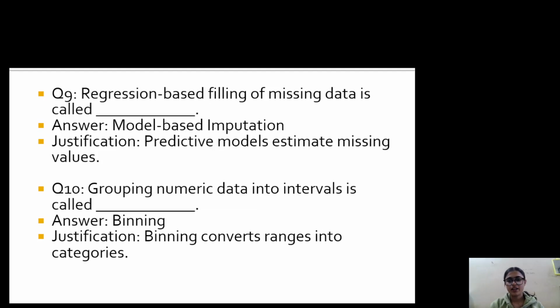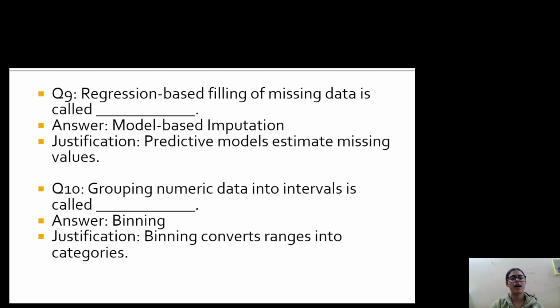Next, regression based filling of missing data is called dash. So the answer is model based imputation. This technique basically uses a predictive model to estimate and fill the missing values. It gives better accuracy than mean or median filling.